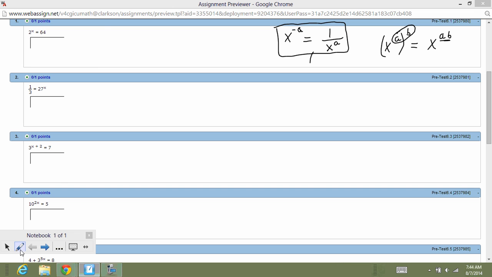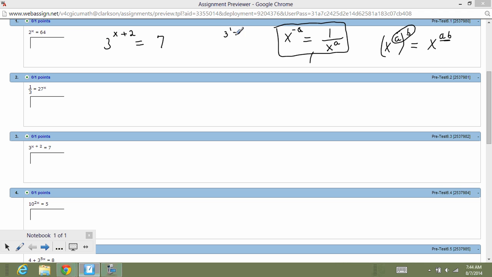And as we turn to question number 3, we've got 3 to the x plus 2 power equals 7. Now, just as a start here, take a moment and think about this. You know that 3 to the first power would be 3. And we know that 3 to the second power would be 9. Okay? So that gives us a general idea as to how big this x plus 2 is, right?